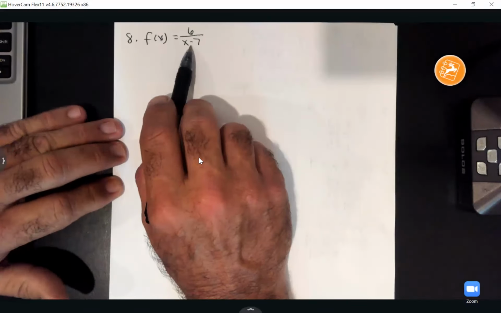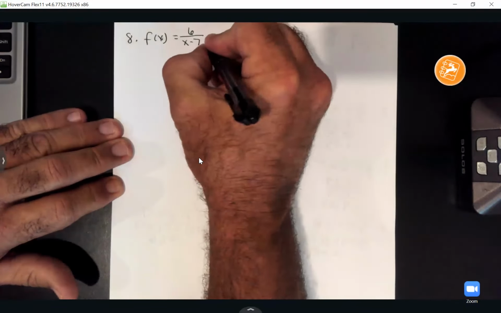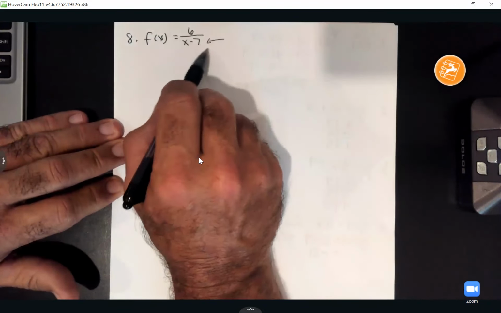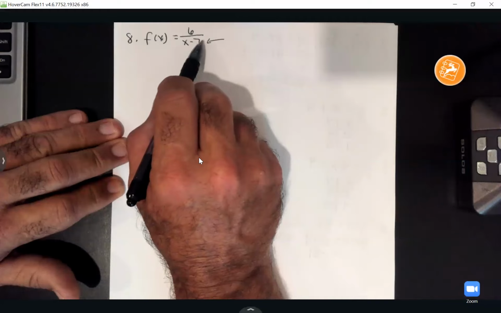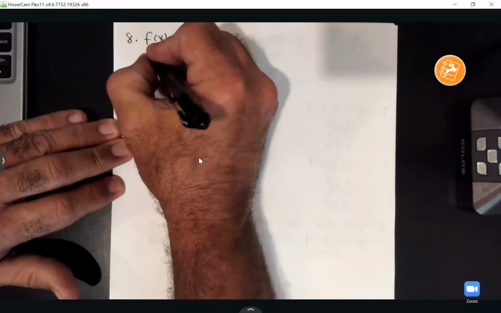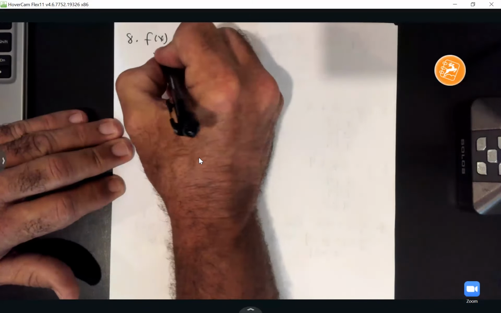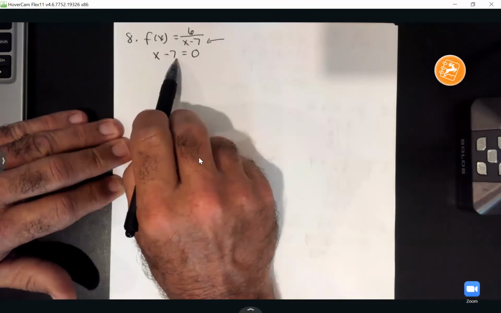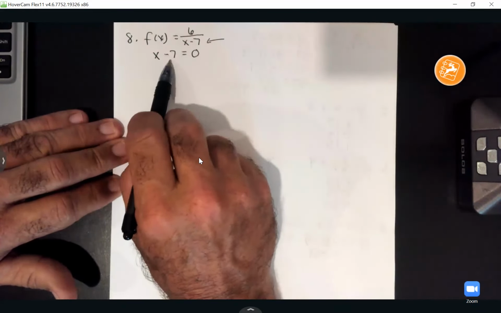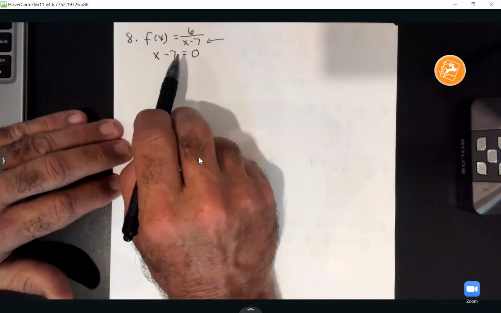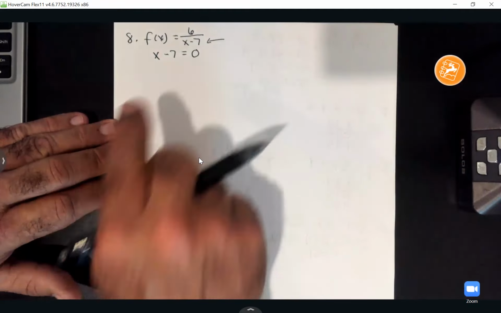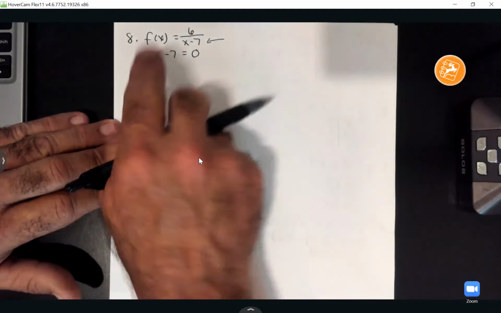So when we found a domain, we're only concerned with the bottom of the fraction. The bottom of the fraction cannot equal 0 because it makes it undefined. So what we do is we take that x minus 7 and we set it equal to 0 and we find what number that comes up with. Once I get that number, I'm going to exclude it from our domain. And y'all, you're solving this for the x.